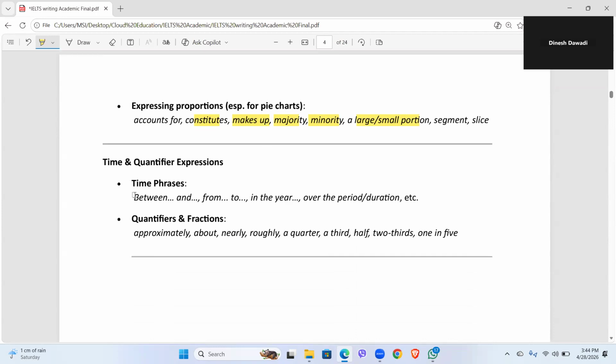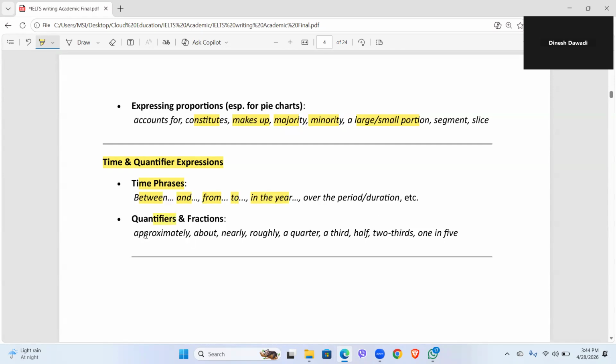And even for time and quantity expressions, like between. If you use between, then use and. Between 1900 and 1920, like this. From 1900 to 1920. If you use between, then use and. If you use from, then use to. In the year 2020, or over the period or duration.